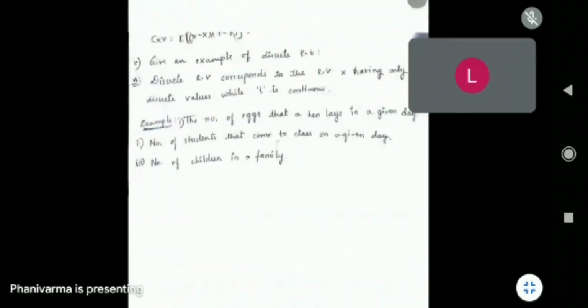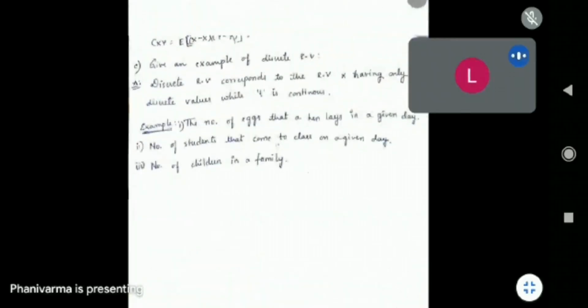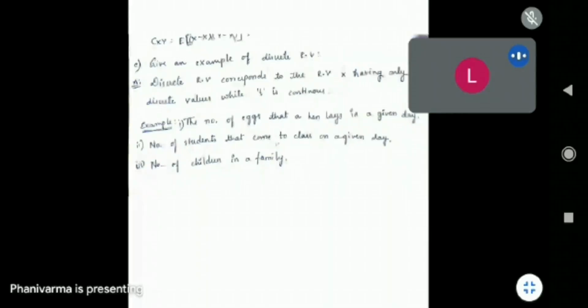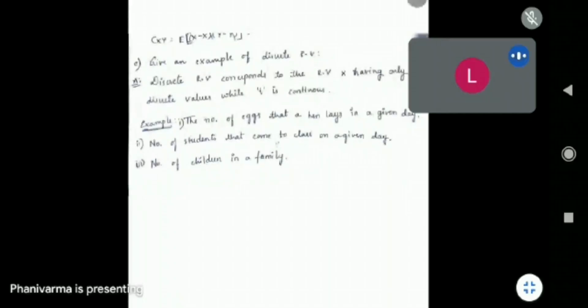Next one is give an example of a discrete random variable. If asked like this, just define what a discrete random variable is. A discrete random variable corresponds to the random variable x having only discrete values while t is continuous. And the example you can give is of your own choice. The examples mentioned over here are the number of children in a family, the number of students that come to class on a given day, the number of eggs that a hen lays in a given day.